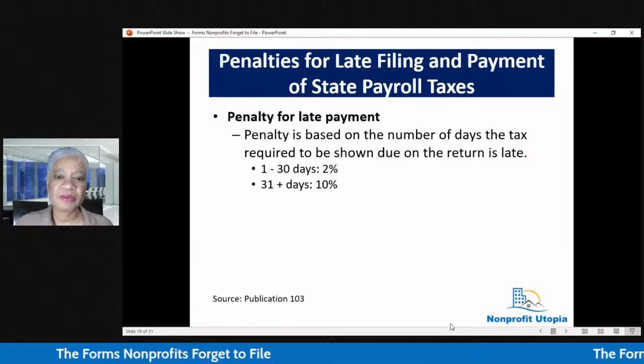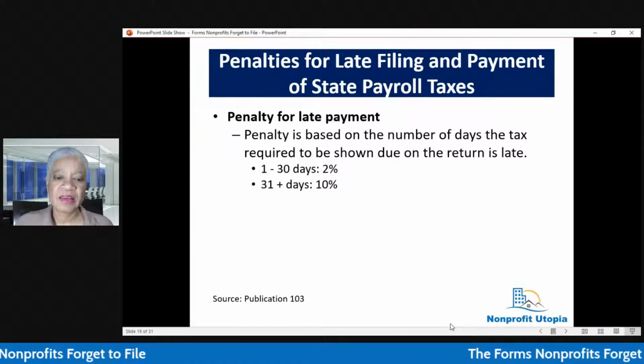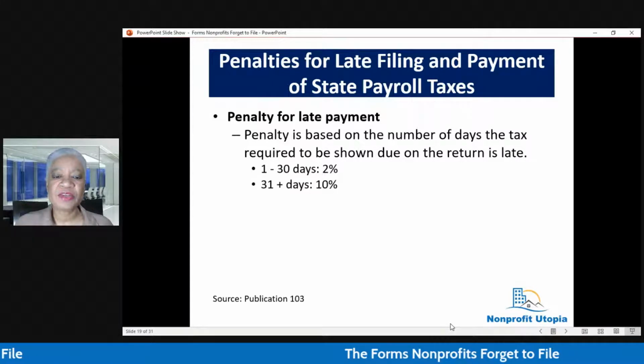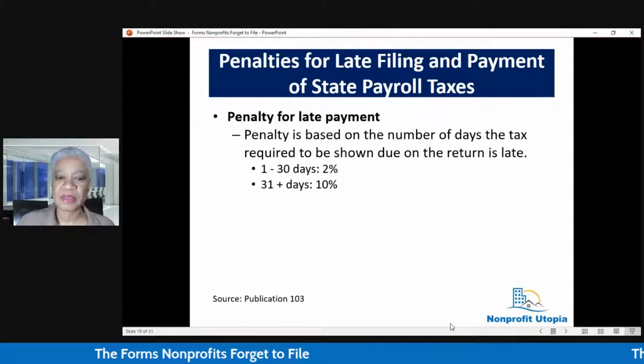All right, so the penalty for late payment, if you're 1 to 30 days late, is 2%. If you're more than 30 days late, it goes up to 10%.